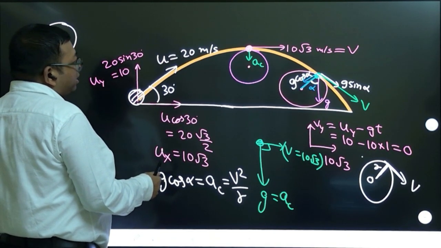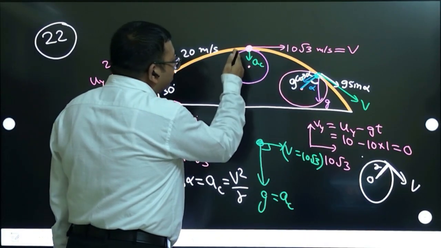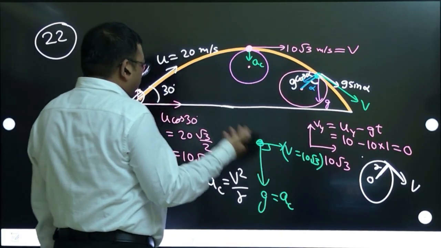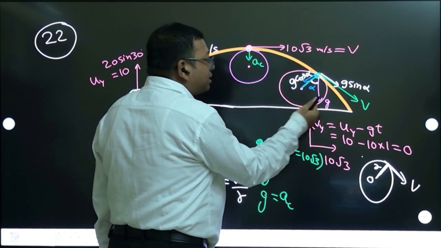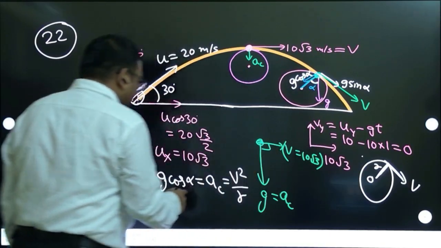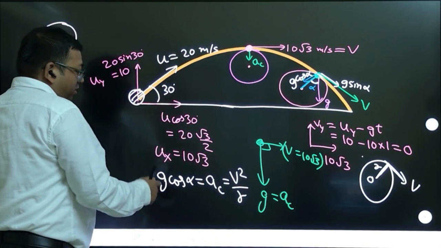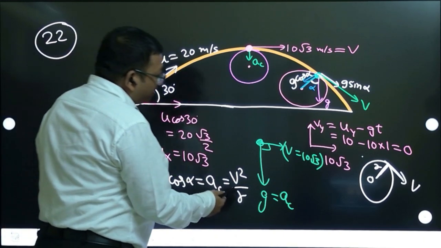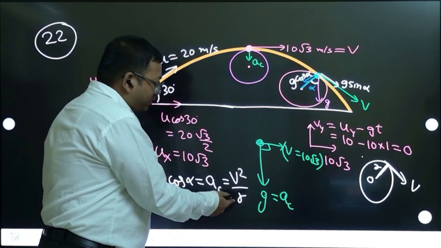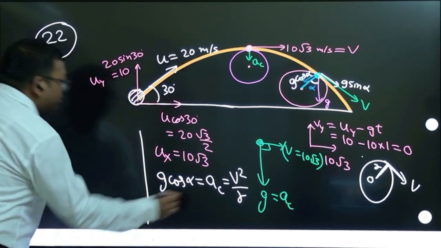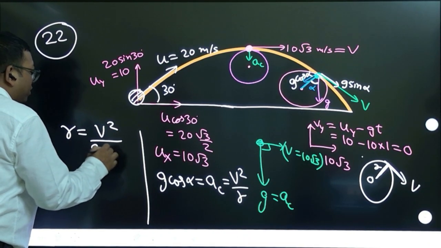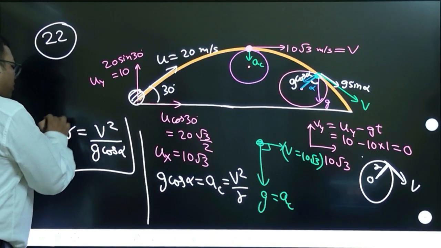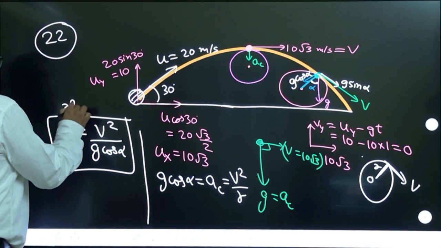Anyway, here what they are asking, fortunately here it was total g. But in case some angle is coming, then centripetal acceleration will be g cos alpha. That is the answer. But sometimes they may ask you to calculate radius of curvature. In that case, you calculate it this way: v square by g cos alpha. This is the radius of curvature.